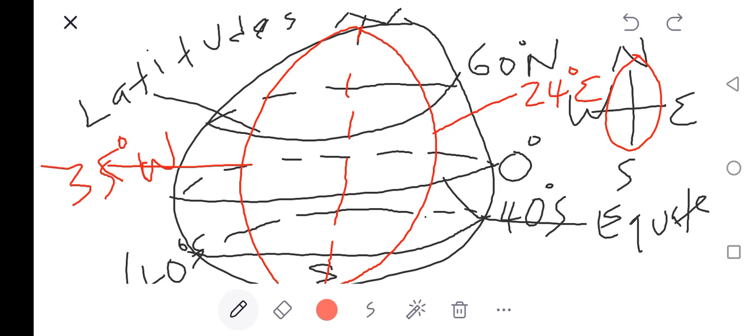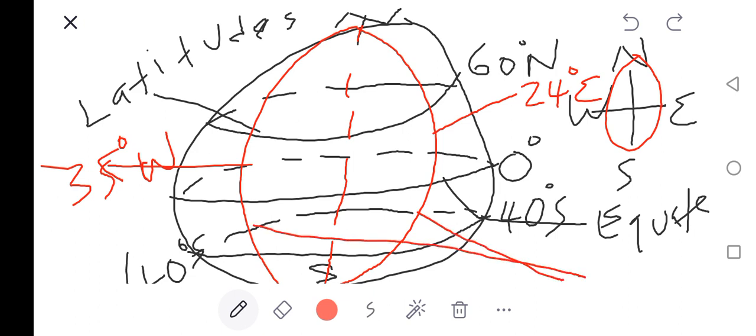I'll check on Google where Zambia lies. Is it on the east part of the world? Is it on the west part? Exactly where, and what are the degrees where Zambia lies? Which latitude or longitude?